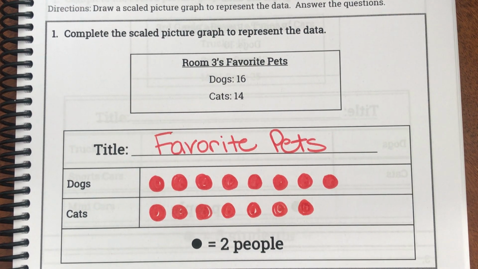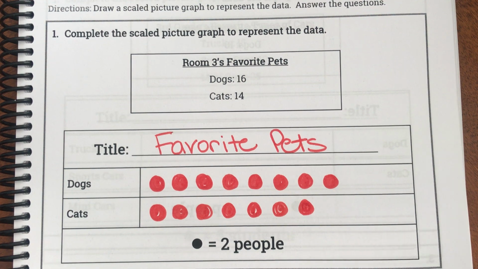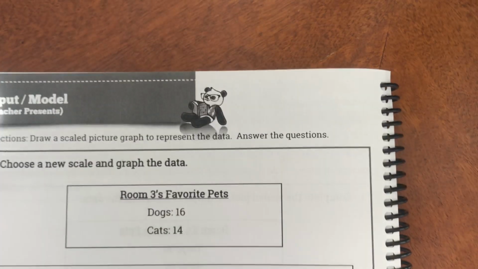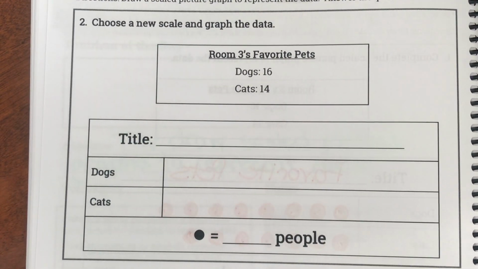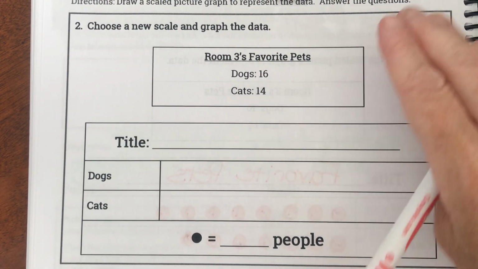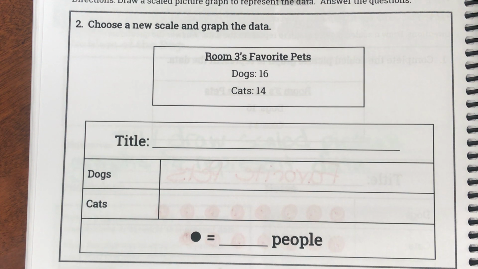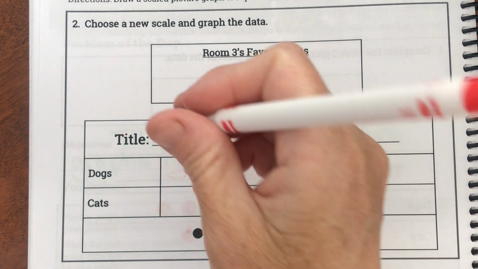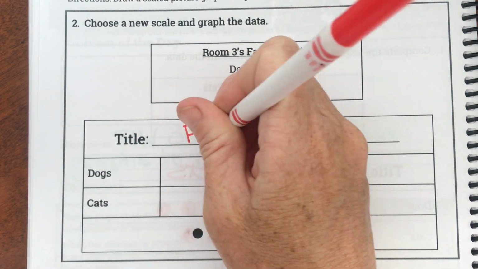Okay, so I filled in my graph, paying close attention to my scale, and now I'm going to answer some questions. Oh, I apologize, I'm going to answer some questions after I have changed up my graph. They're going to ask me to change this one up. Notice it's still Room 3's favorite pets, my dogs are still 16 and my cats are still 14, so my title is still going to be the same.